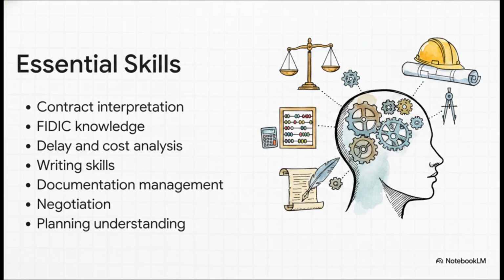Finally, Section 5, Skills and Software Needed. To actually pull this off, you kind of have to be a multidisciplinary powerhouse. You're not just an accountant and you're not just a lawyer. You have to blend sharp analytical skills like delay and cost analysis with elite negotiation and writing skills. You need a deep understanding of contract interpretation and FIDIC knowledge, plus you have to be a master at documentation management. It's an incredibly unique hybrid skill set.